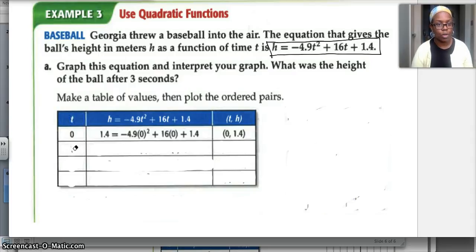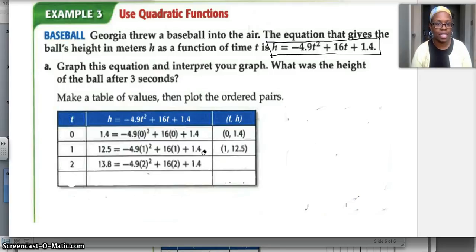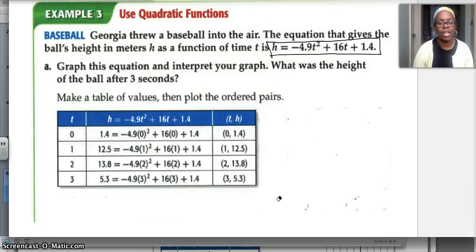Let's look at after 1 second. We put 1 into the equation. When we calculate it, we see that it's 12.5 meters off the ground. And so the ordered pair 1 and 12.5 is being used here. After 2 seconds, plugging in 2, just as we did before, we're at 13.8 meters off the ground. And finally, at 3 seconds, doing the calculation, we're at 5.3 meters off the ground.